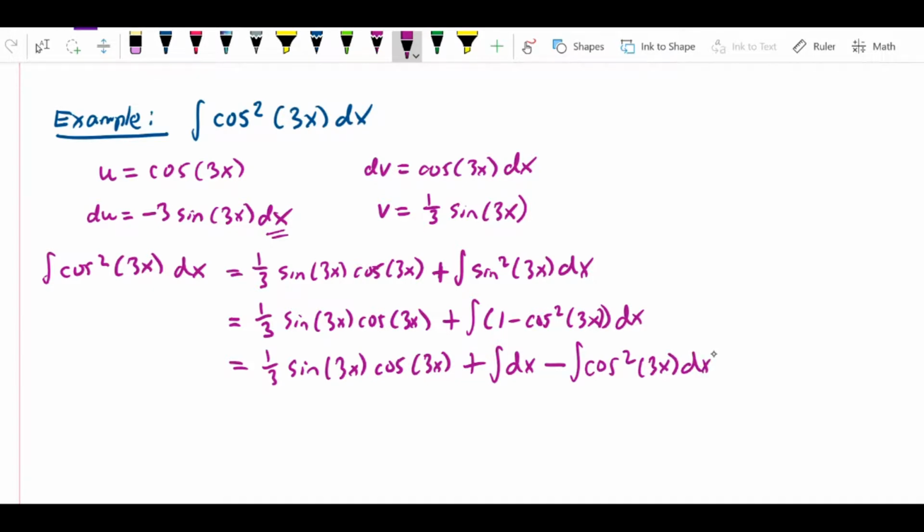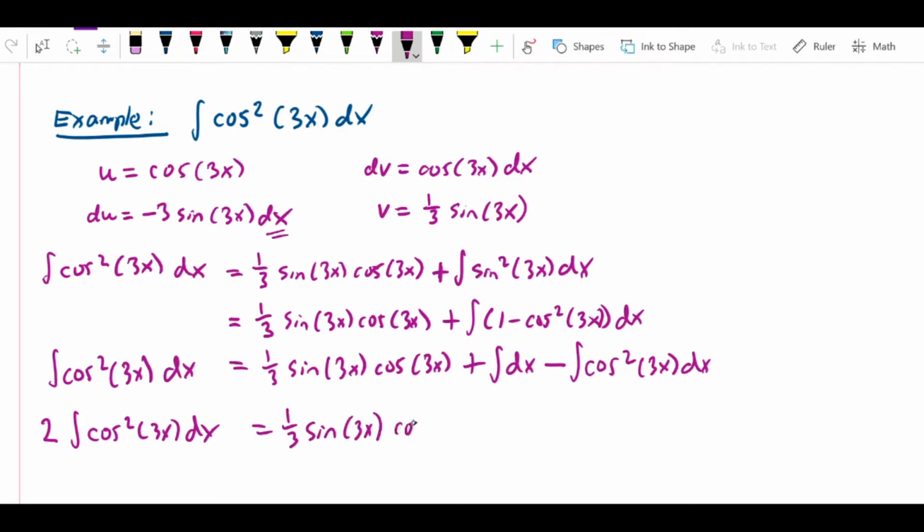Now, the nice thing here is that if I write in the left side, what you'll see is that I have cosine squared 3x dx on both sides of the equation. So I can use that trick that we learned in integration by parts, where I add the same integral to both sides of the equation to combine them. So I'm going to add the integral of cosine squared 3x dx to both sides, causing it to disappear on the right side and be doubled on the left side. So that's going to be 2 times the integral of cosine squared 3x dx equals 1/3 sine 3x cosine 3x plus the integral of dx, which is just going to be x.